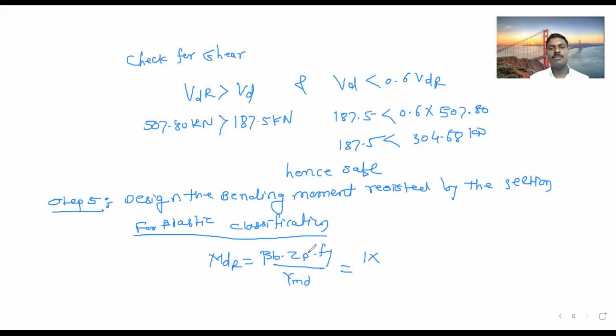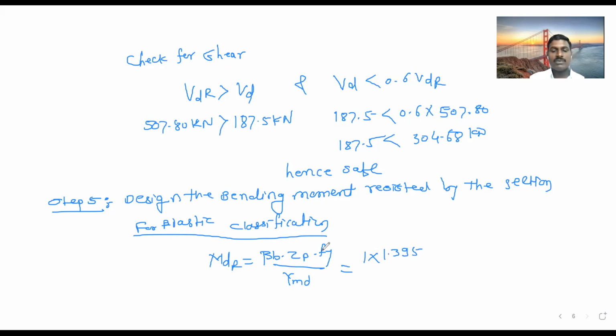So how much is the value of ZP? In step number 2, we have calculated a value of ZP, 1.23 into 10 raised to 6. No, this is the value calculated earlier, initially. We require the last value. At the last, we have calculated the value of ZP, 1.395 into 10 raised to 6.